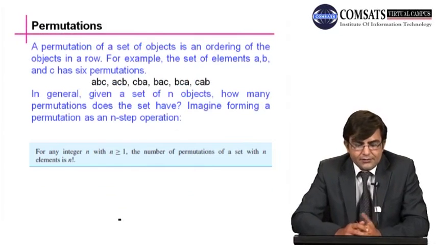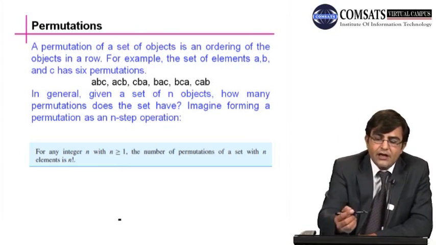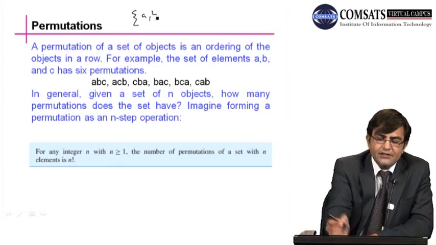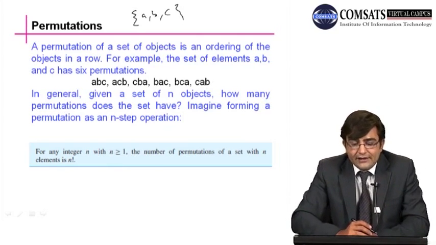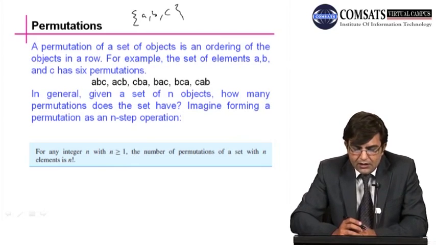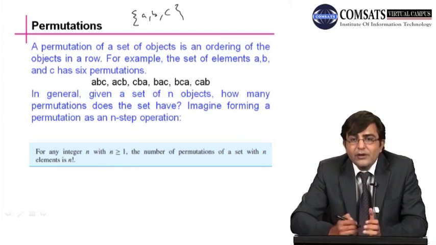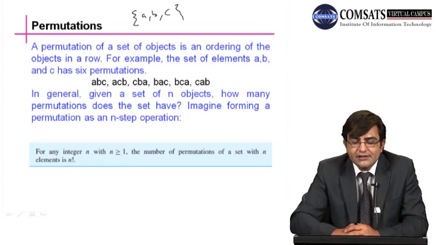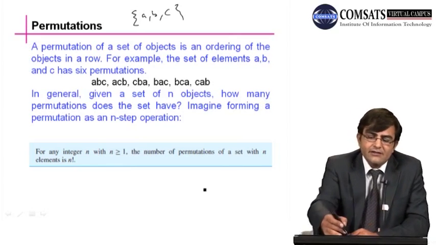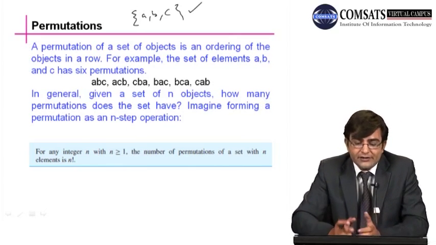Next is the permutations. So what is a permutation? A permutation of a set of objects means, if we have a set of 3 elements, for example A, B, C, a permutation of a set of objects is an ordering of the objects in a row. It means how many ways there are such that we can place or order the objects in the given set.